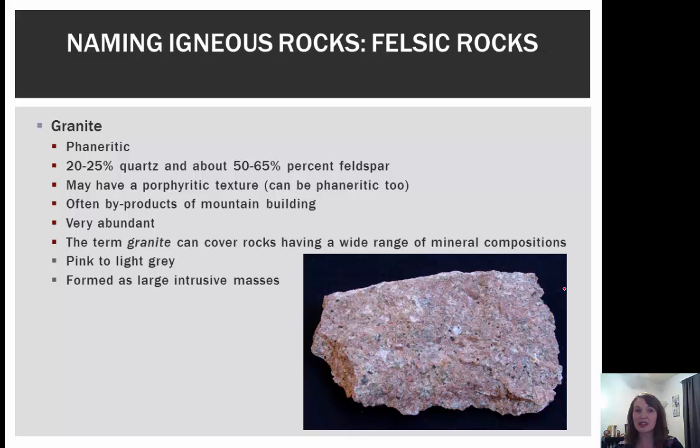It can sometimes have a porphyritic texture. It's typically a byproduct of mountain building. It's very abundant. We have it here in Missouri. The term granite can cover a whole wide range of different mineral compositions. It's kind of a trash can term. And it's pink to light gray, and it's formed from large intrusive masses. So this is an intrusive igneous rock.